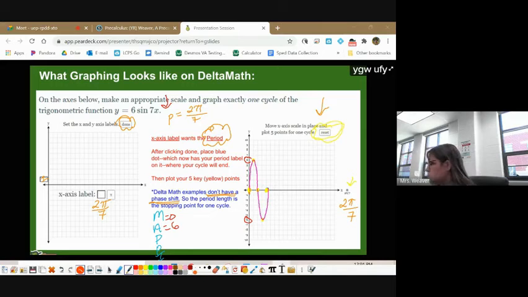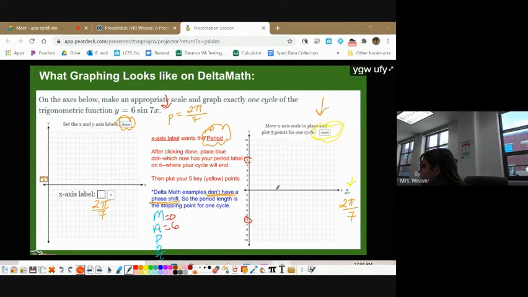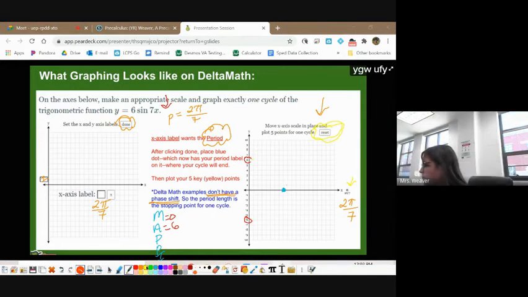Let me show you what it could look like there. So let me erase this and show you. Say you wanted to use 2 grid lines. I would count 2, 4, 6, 8, and I would drag my blue dot to here, saying that's where my cycle is going to end. Now when I plot my 5 key points, I'm at midline. I have to count 2 grid lines and plot the maximum, then 2 grid lines and back to the midline, then 2 grid lines and down to the minimum, then 2 grid lines and back to the midline.